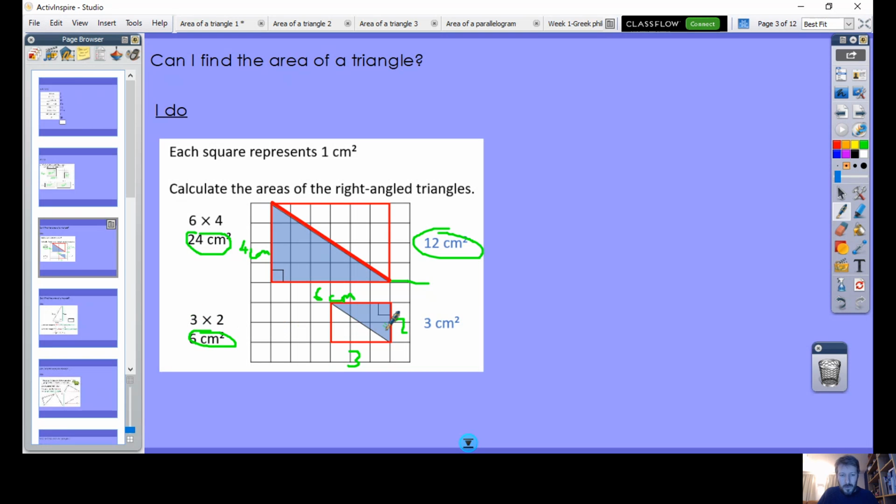But what do we want? We want the area of half of that rectangle, which effectively is this triangle here. It's also this triangle down here as well. We want the area of this triangle. So half of 6 is 3, and that gives us an area of 3 centimeters squared.